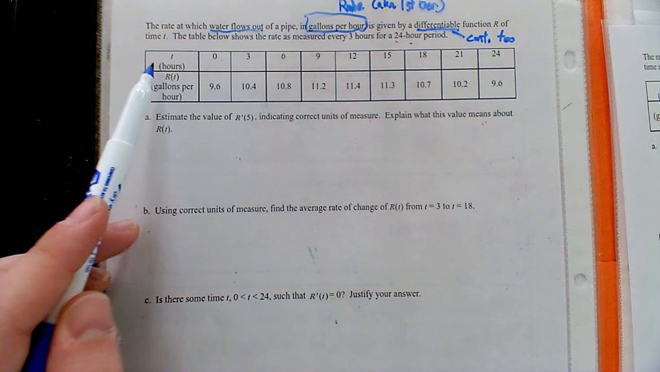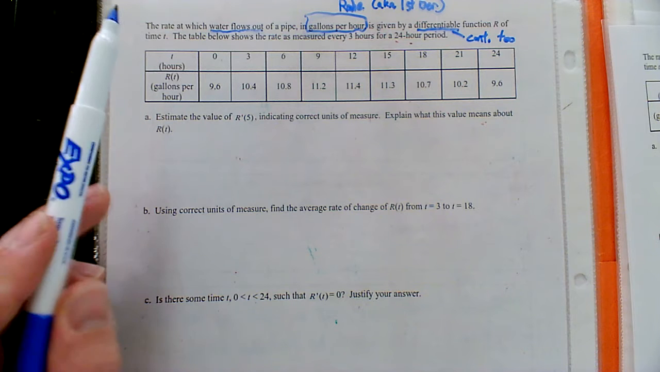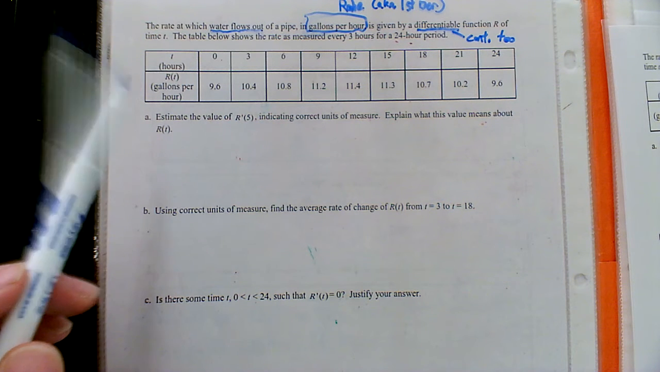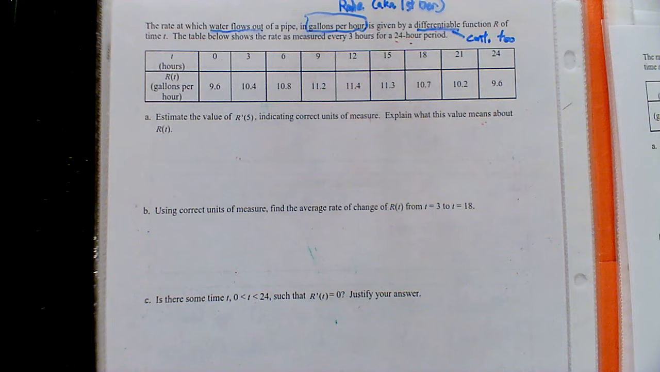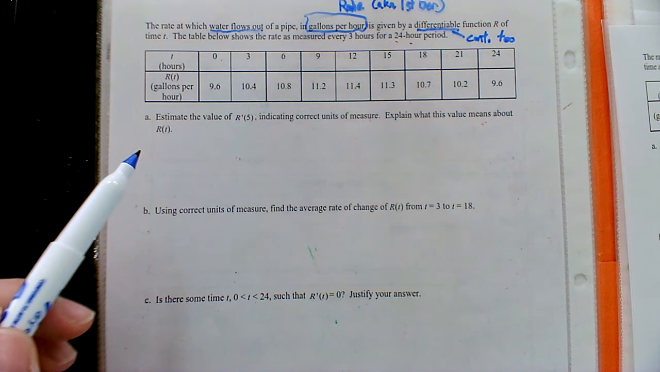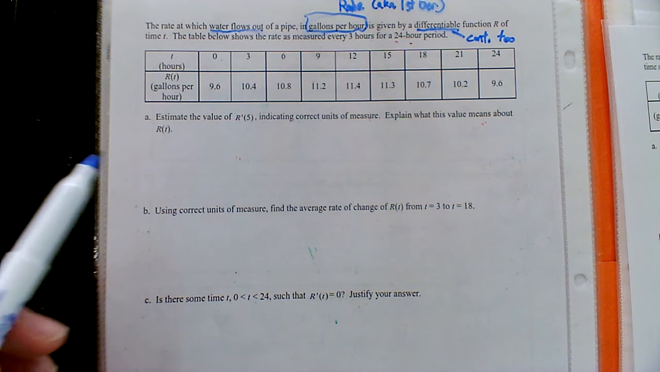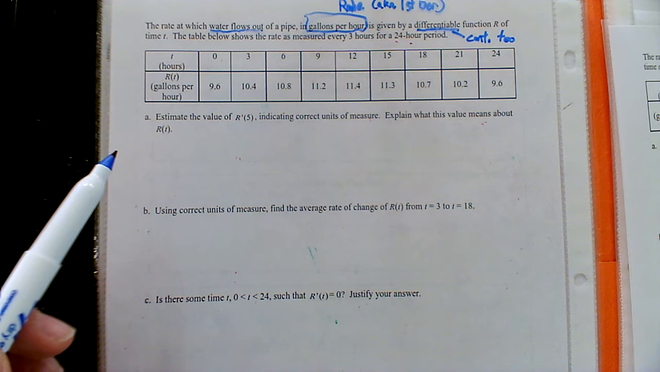So if you look, they don't give you the function, they give you the table represented. So you can take a second, look at your table there. They give you the T for time in hours. They told you it's from 0 to 24. And they give you the rate in gallons per hour there. All right, so part A. It says estimate the value of r prime of 5, indicating correct units of measure. Explain what this value means about r of t.